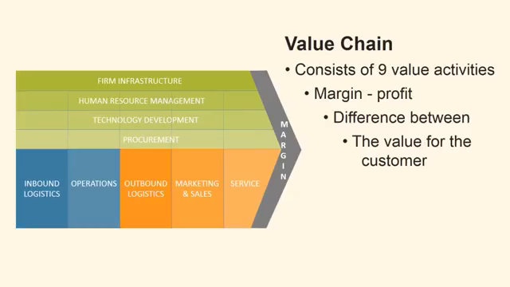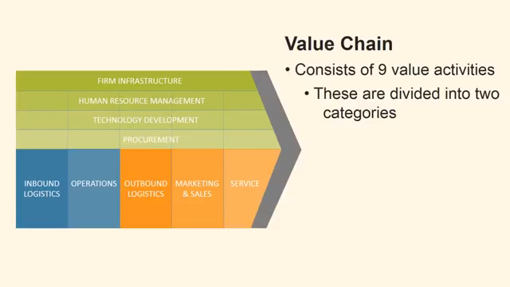The profit is equal to the difference between the value chain's total value, which is the value of the product to the customer, that is the price he is willing to pay for the product, and the total cost of producing the product, which is the total of the costs that are in the value chain's 9 activities.